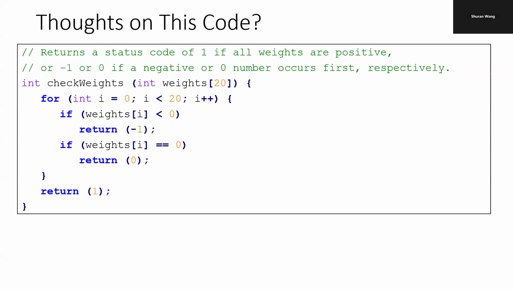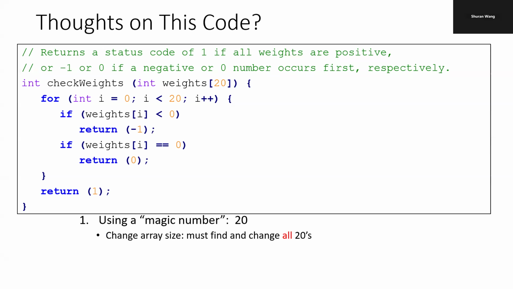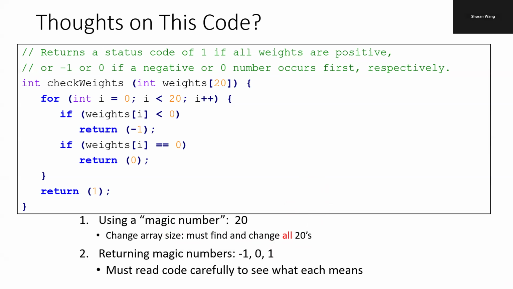So for magic number 20, if we are changing the array size, we must find and change all of the 20s. And if there are other 20s in your code meaning something else, you might also be changing those and causing problems. So we're also returning magic numbers -1, 0, and 1. We must read the code carefully to find out what each means.